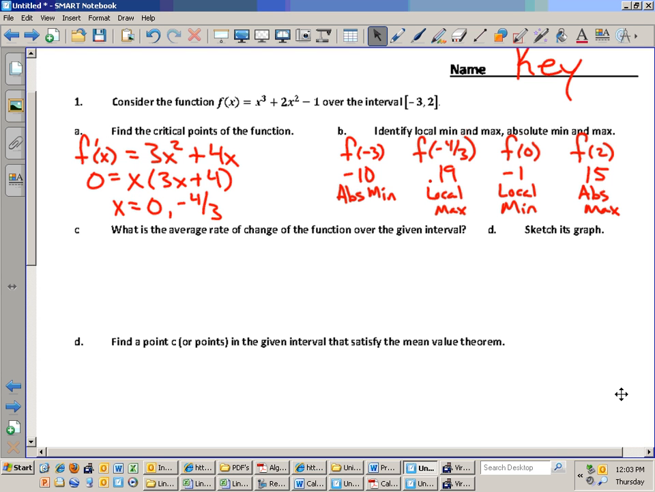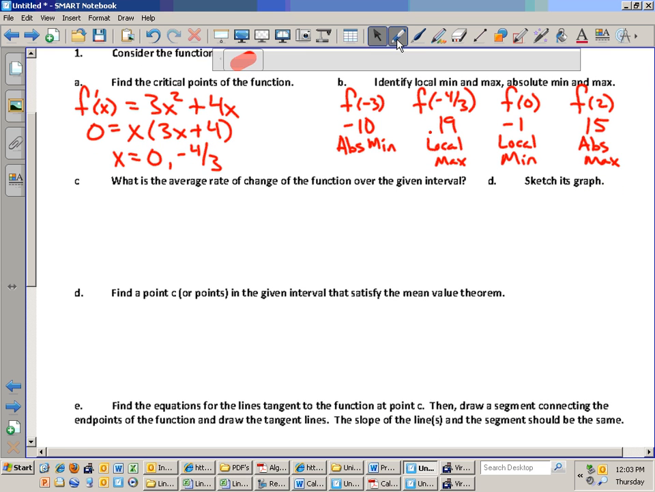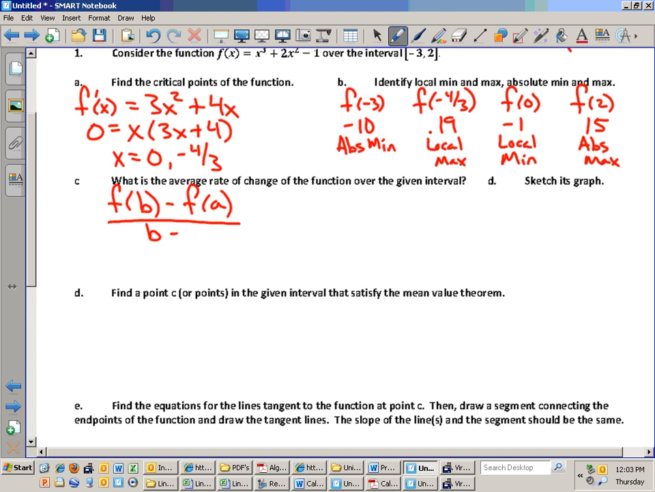It says, what is the average rate of change of the function over the given interval? Average rate of change, what does that tell you to do? What is average rate of change? Slope. If I want to find the slope over this entire interval, this is referencing the mean value theorem. The average rate of change would be f of b minus f of a over b minus a, which is your slope formula.